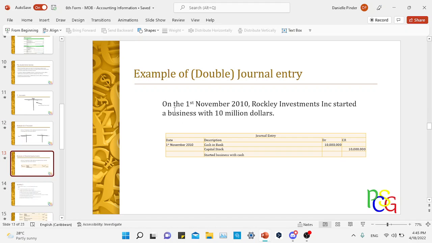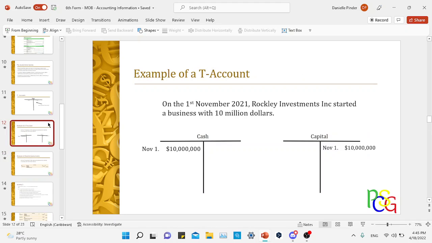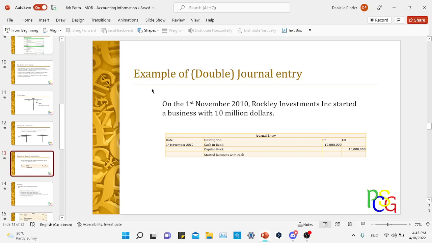Right? So when it comes to financial recording, you don't actually put your records like this, right? It has to go into a very nice and neat format. This nice and neat format is called a journal entry, right? And this is the same example as before.